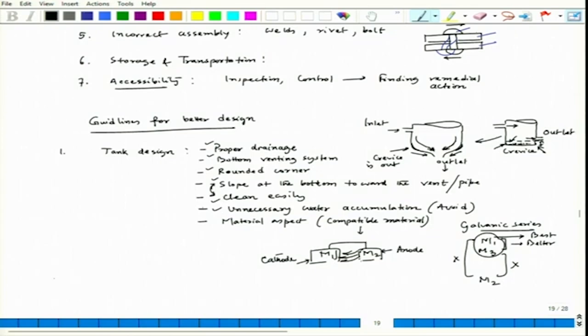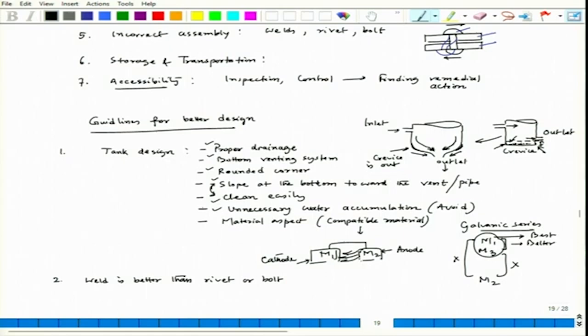Then the second part which is coming is weld. Weld is better than rivet or bolt.